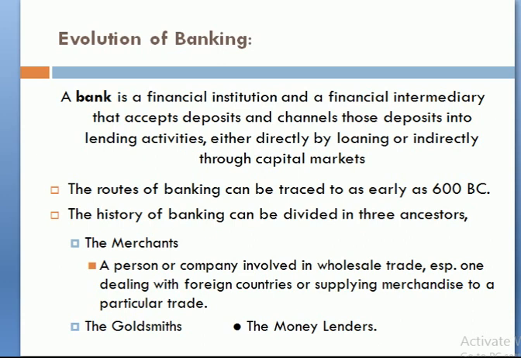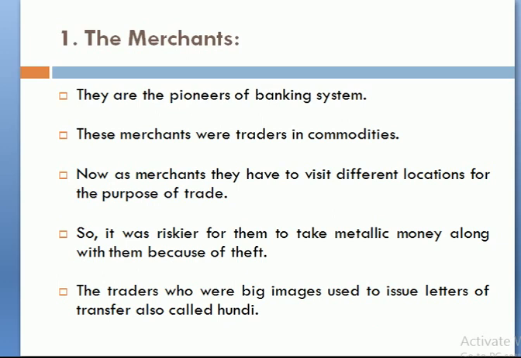that the history of the bank goes back to 600 BC. He wrote in his book, An Outline of Money, and traced the history to 600 BC. And he says that there are three stages in the evolution of banks. These three stages are the merchant stage, the goldsmith stage, and the money lender stage. Now, one by one, we are going to discuss this.